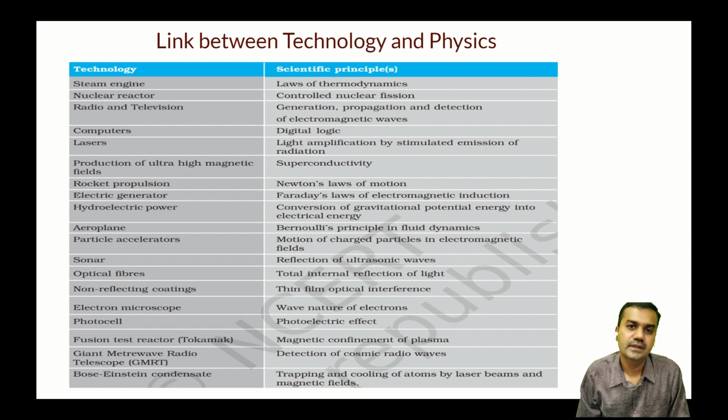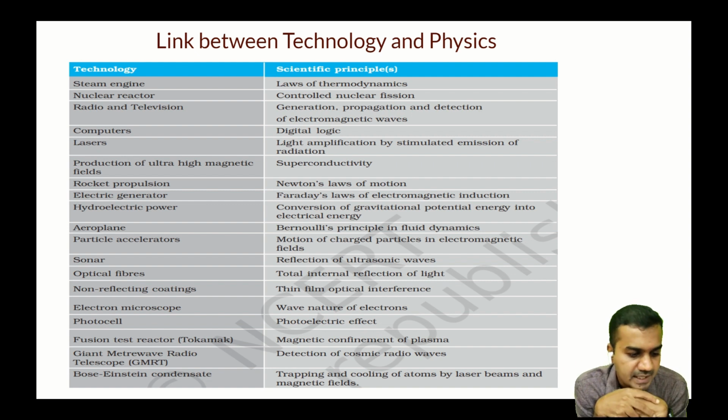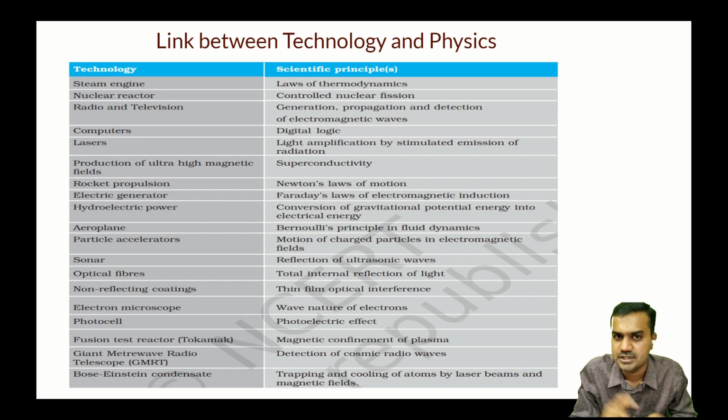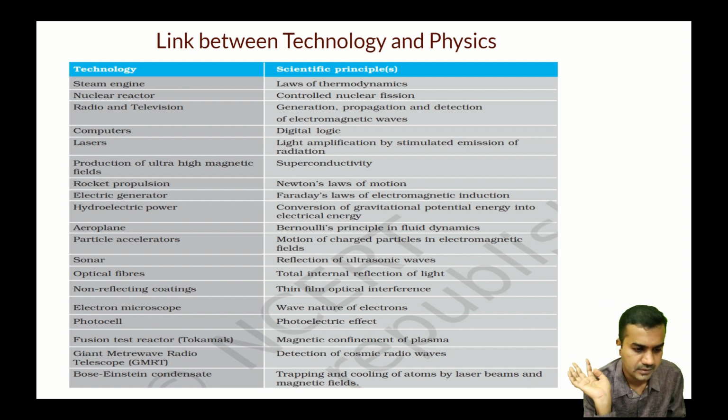that leads to the discovery of steam engines. Nuclear reactor works on the principle of controlled nuclear fission. Radios and television: electromagnetic waves. Heinrich Hertz discovered the electromagnetic waves. Then they studied how they are generated and propagated. That is a scientific principle here. By using electromagnetic waves and their propagation, you are using TVs and radios. Computers: we have the principle of digital logic, because the machine understands only machine language, ones and zeros. And how these ones and zeros, the digital signals, are created from the analog signals, that's the digital logic.